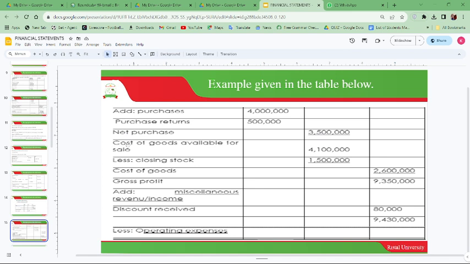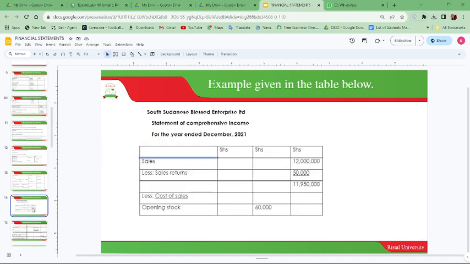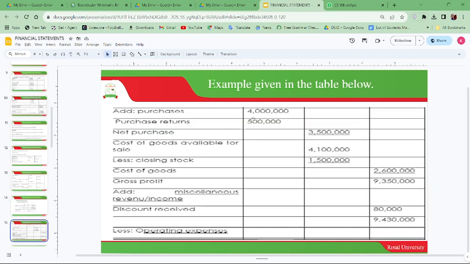So here we get the cost of goods available for sales, which is 4,100,000. You add the opening stock, which is 60, to the 4 million, then you subtract the 500,000 to be able to get this.